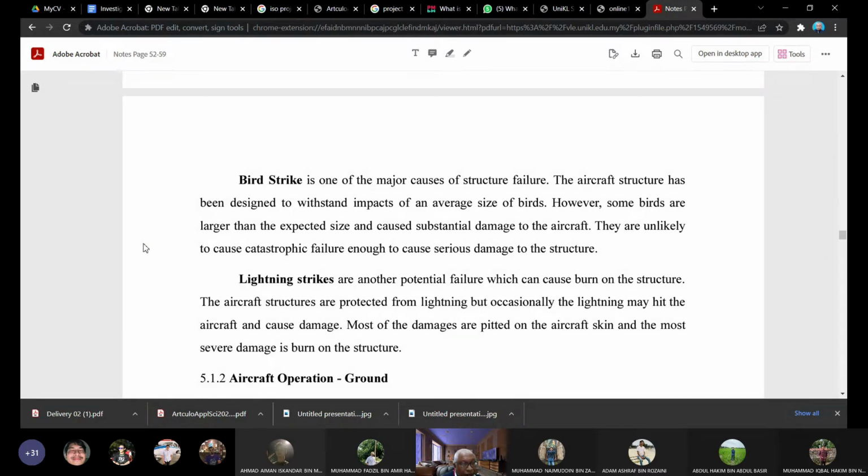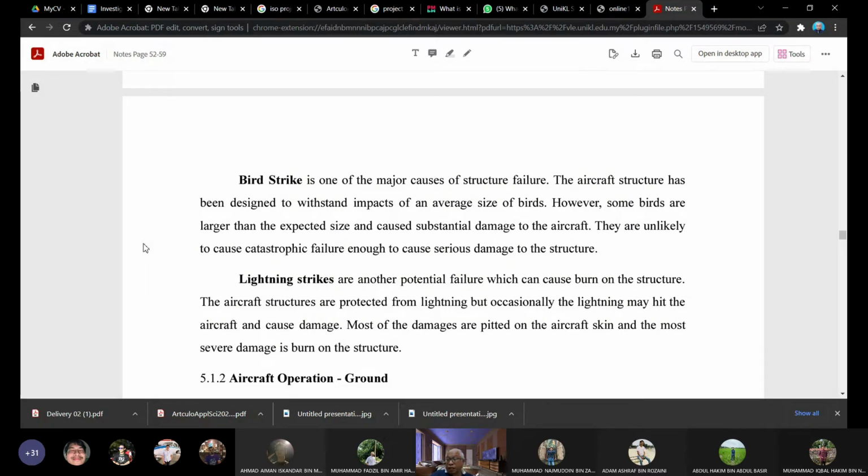Lightning strike is another common problem. As aircraft fly through the air, they may encounter weather, and they also build up static charges. Lightning can hit an aircraft anytime. There are systems to prevent the aircraft from being totally burned by the lightning. However, it can still cause some damage, which is significant and has to be repaired.